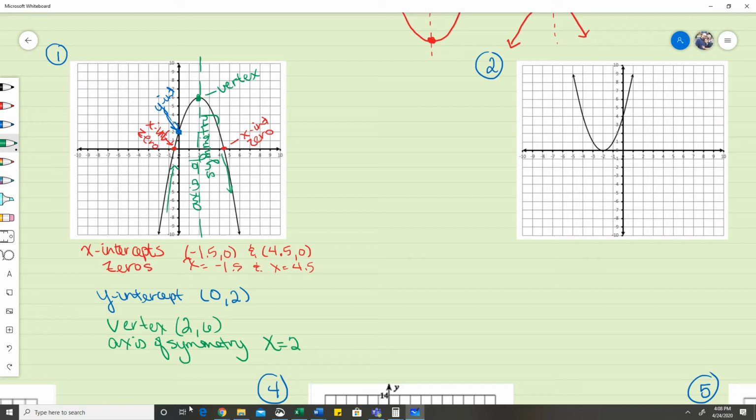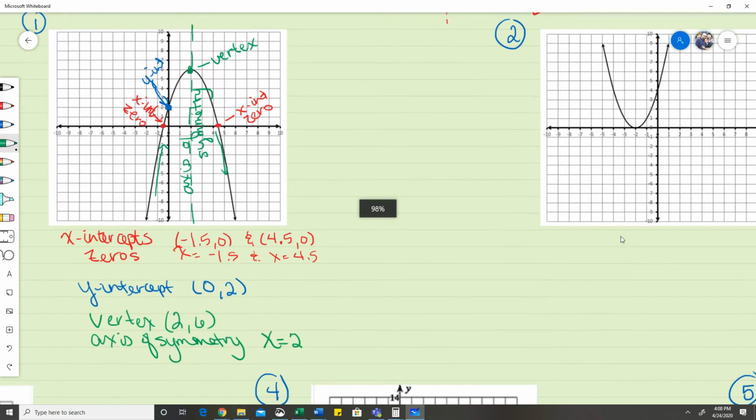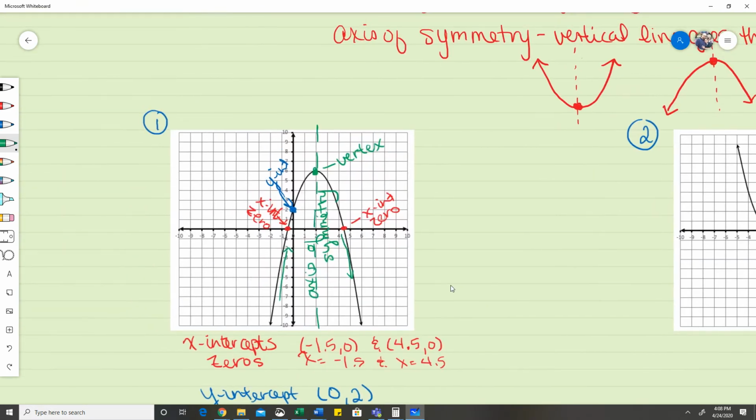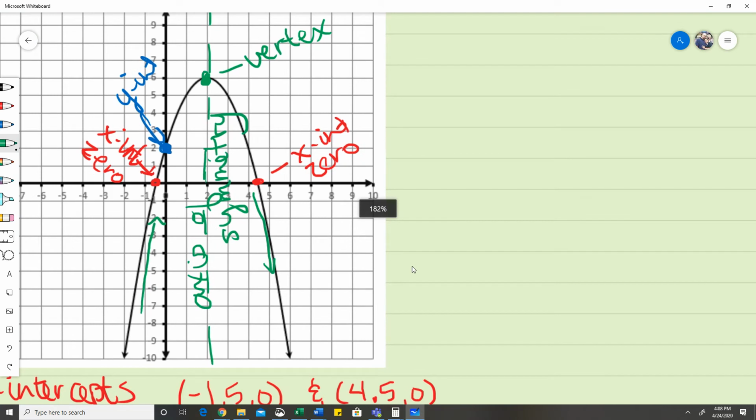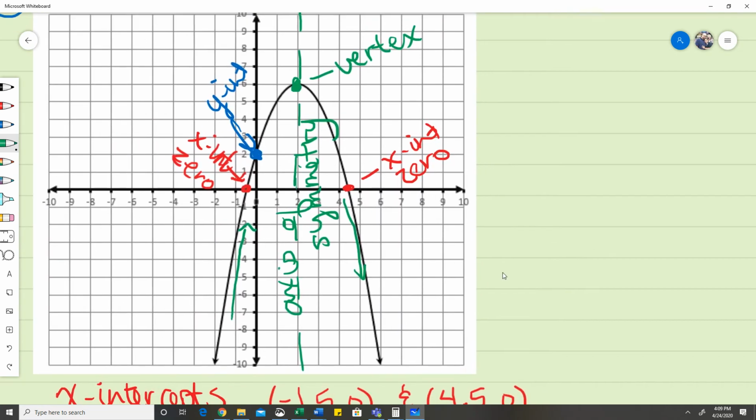There are all of our key features. And I'm going to zoom in on the graph a little bit. Let me move it over so I can zoom in. And you can see where all these things are. Okay. Our x-intercepts, or our zeros, are actually where they cross the x-axis. Our y-intercept is where it actually crosses the y-axis. Our axis of symmetry goes through that vertex, which is the highest point.